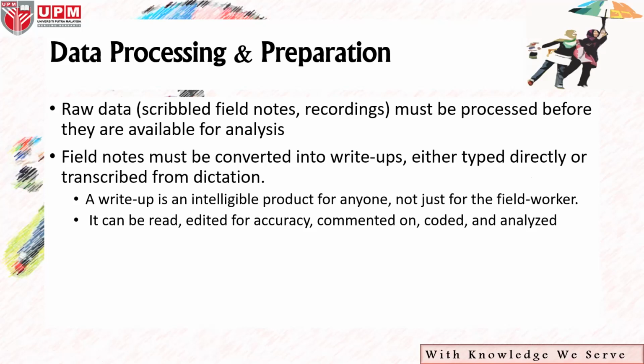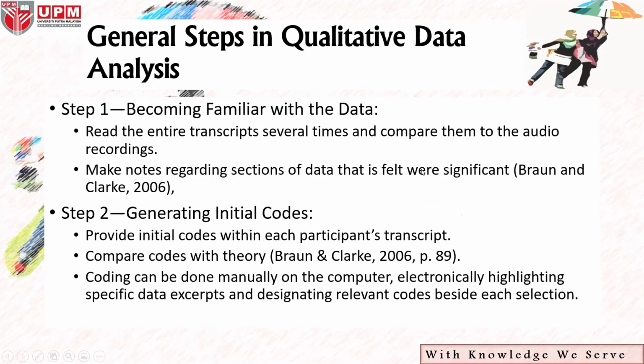Sebab kita nak betulkan ejaan, kita nak check accuracy. We want to comment, we want to find the theme and so on. We want to code, analyze and so on. It must be based on the written document. This is a general steps in qualitative data analysis. First, we start with becoming familiar with the data.